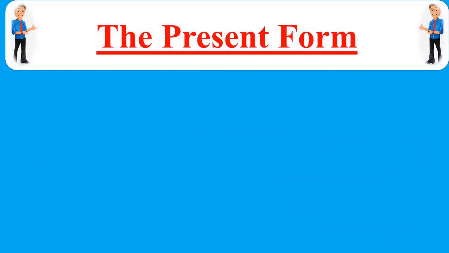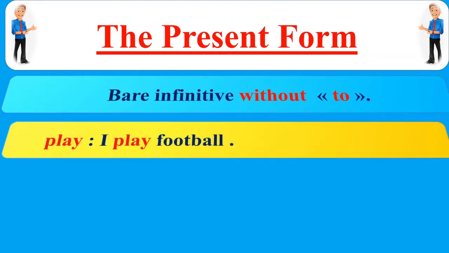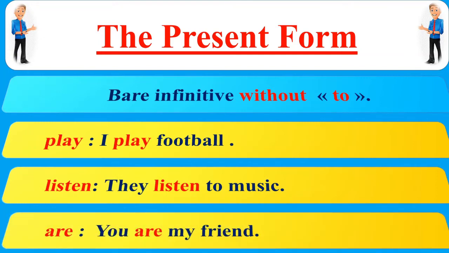The second form is the present form. The present form meaning bare infinitive without to. الصيغة الثانية من الأفعال في اللغة الإنجليزية تأخذ هذا الشكل بمعنى الفعل بدون أن نضيف إليه to. Play, I play football for example. Listen, they listen to music. Are, you are my friend. وهذا فعل الكينونة وهو الفعل to be الذي رأيناه وسنراه في أمثلة كثيرا لاحقا.